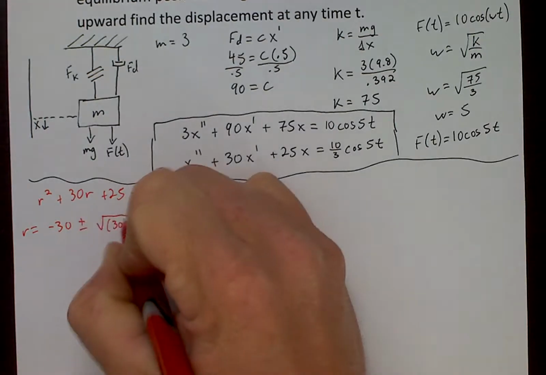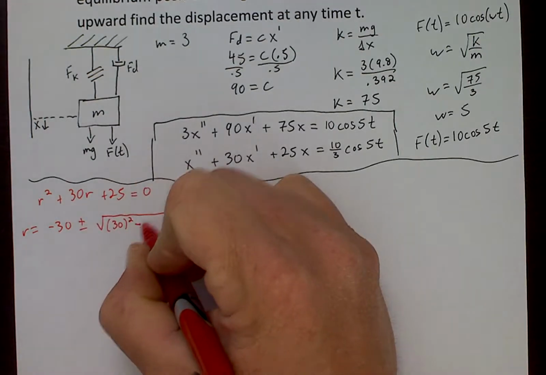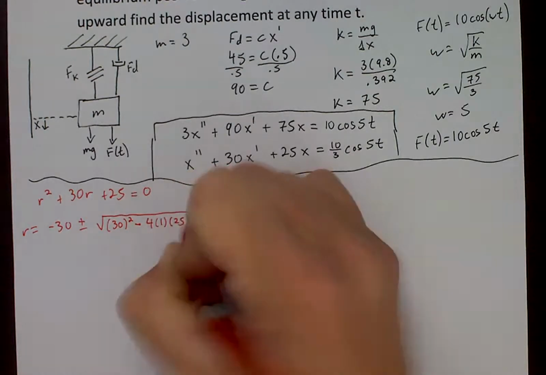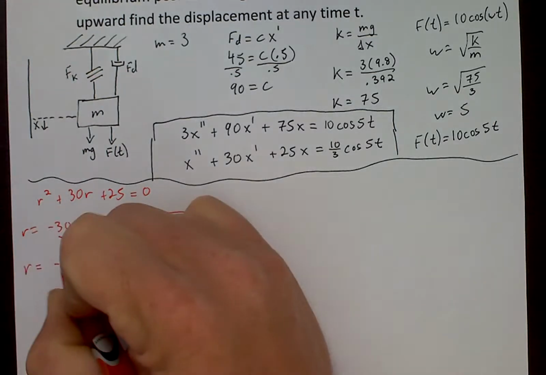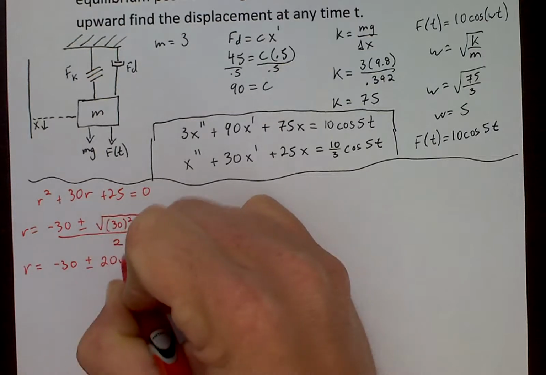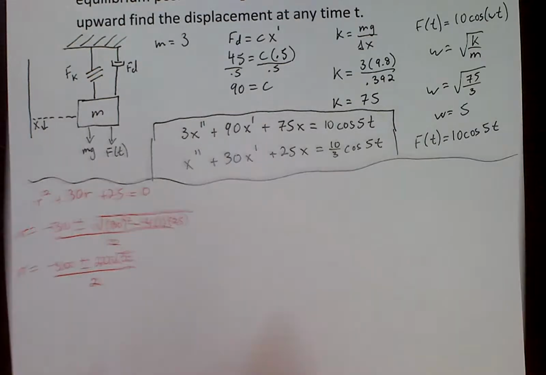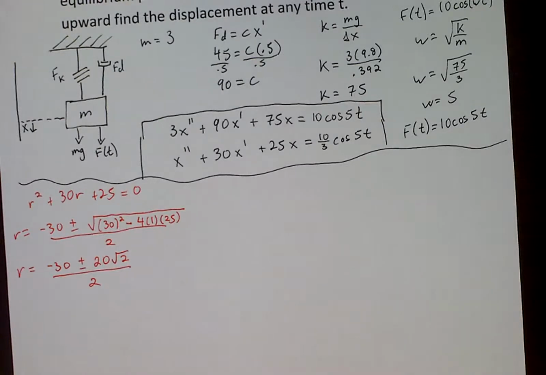So it's 30 squared minus 4 times 1 times 25 all over 2. 30 squared is 900. 4 times 25, 100. So 900 minus 100 is 800. And 800 is 400 times 2. So square root of 400 is 20. And I'm going to rewrite those as R1 and R2.